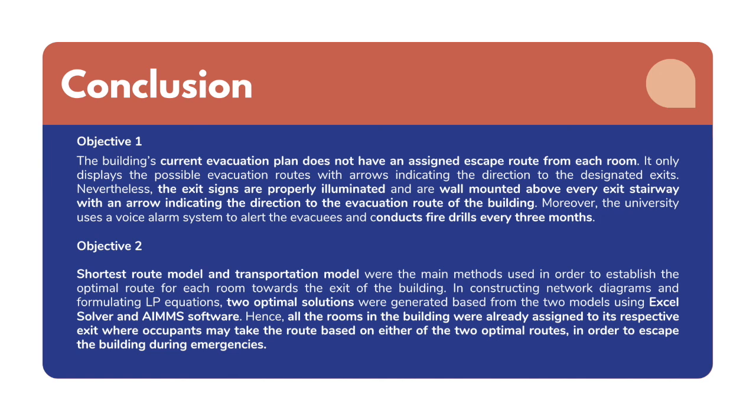So as a conclusion for Objective 2, there were two main methods used in order to establish the shortest route for each room towards the exit of the building. These were the shortest route model and the transportation model. In constructing network diagrams and formulating LP equations, two optimal solutions were generated based on these two models, using Excel Solver and AIMMS software. Hence, all the rooms in the building were already assigned to their respective exits, where occupants may take the route based on either of the two optimal routes in order to escape the building during emergencies.